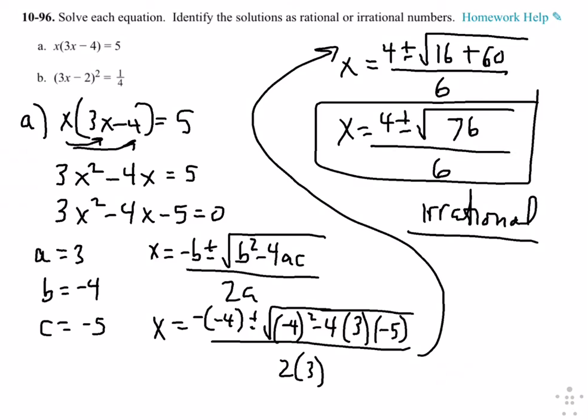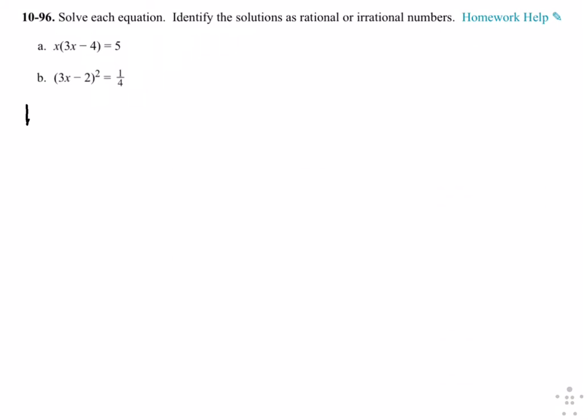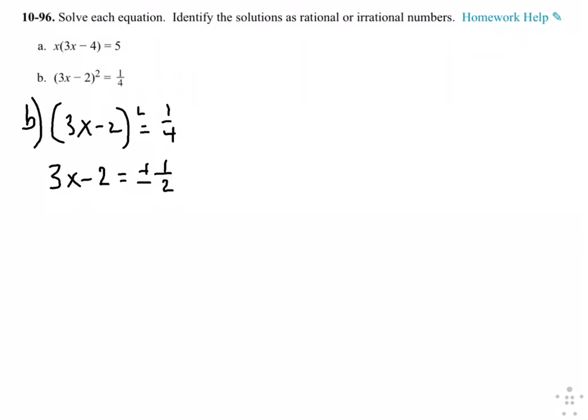Okay, let's do B. Clear that. B, we have 3x minus 2 squared equals 1/4. Okay, let's see what we can do here. Let's take the square root of both sides, right? So that'll give me 3x minus 2 equals plus or minus the square root of 1/4, which is 1/2, right? So plus or minus 1/2.